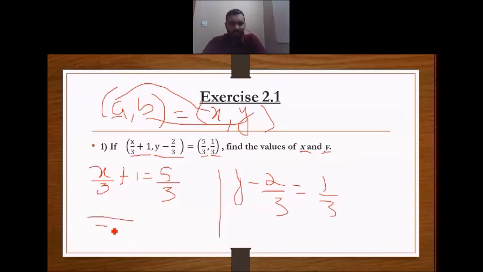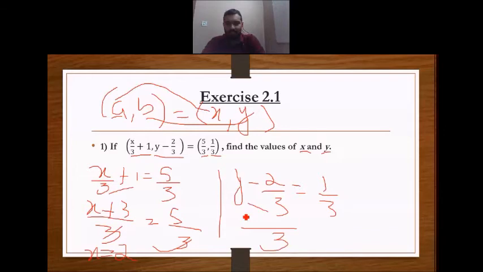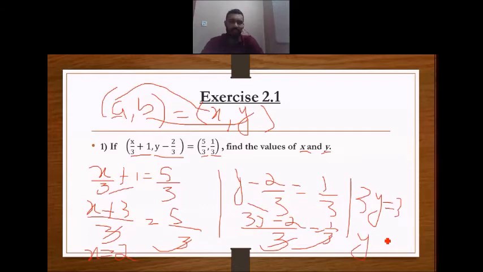When you take LCM, x plus 3 over 3 equal to 5 by 3. 3 and 3 will cancel, x plus 3 equal to 5. So x plus 3 equal to 5 means x equal to 5 minus 3, x equal to 2. Next, y minus 2 by 3 equal to 1 by 3. Take LCM, cross multiply, 3y minus 2 over 3 equal to 1 by 3. So 3 and 3 will cancel. 3y minus 2 equal to 1. So 3y equal to 3, so y equal to 1. So this is the value which you get.